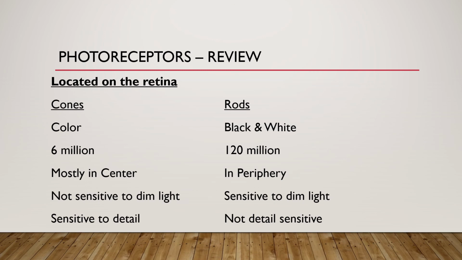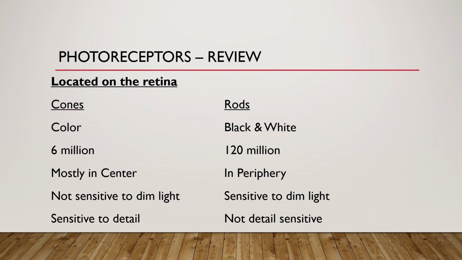And this is, right now, the review so far, and it's going to include some things that we haven't quite gotten to. The photoreceptors are located on the retina. We have rods and we have cones. As we're going to get to in terms of functional significance, cones give us our color vision and rods give us our black and white vision. What we have already covered is that we have 6 million cones per eye and 120 million rods per eye.